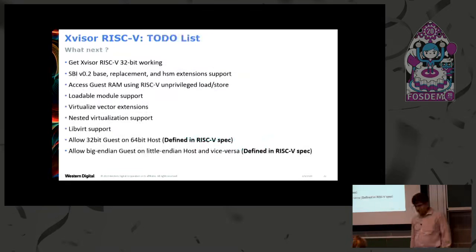And the to-do lists are pretty much the same as KVM RISC-V. We need to get 32-bit working, add SBI 0.2 support, and then there is one new item: we want to use the unprivileged load store. It's a special thing in the RISC-V spec. We want to use it with XVisor to speed up guest RAM access. And loadable module support is not there. It's there in XVisor ARM64, but it's not there in XVisor RISC-V, so we want to add that. Other things are pretty much the same as KVM RISC-V.